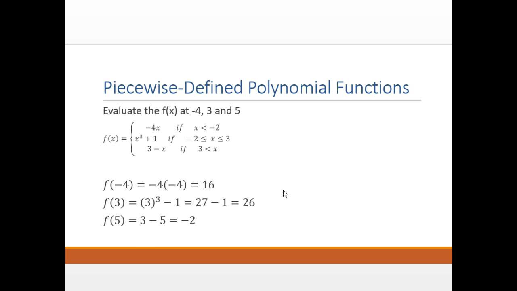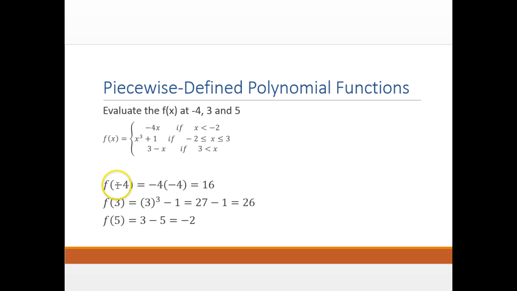Last thing we want to look at is piecewise-defined polynomial functions. We've already done some of this. Remember, we sometimes have to define a function on multiple pieces. Remember the numbers, the intervals to the right define the domains, and the pieces on the left define the actual function the way we have it defined.